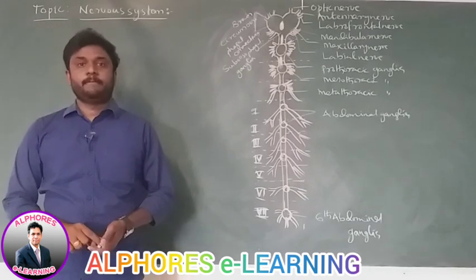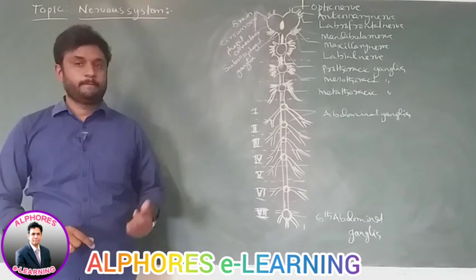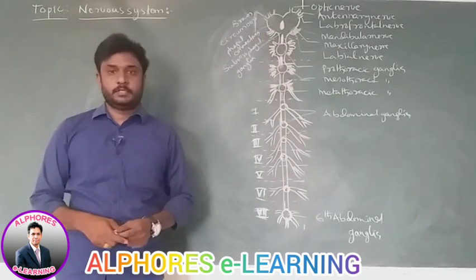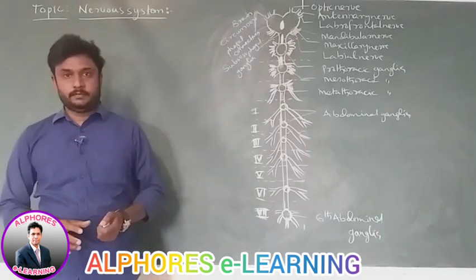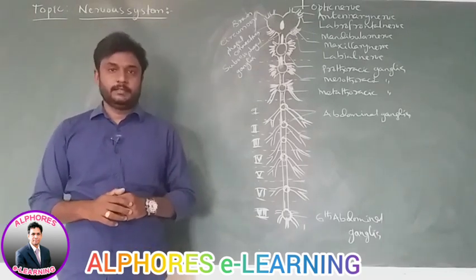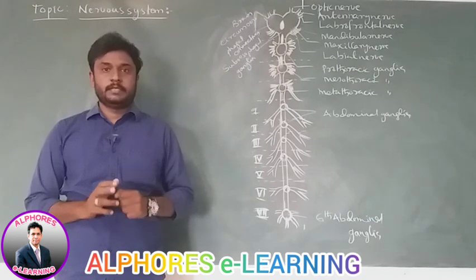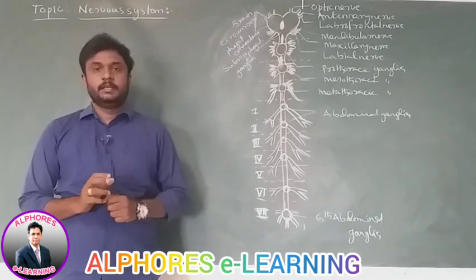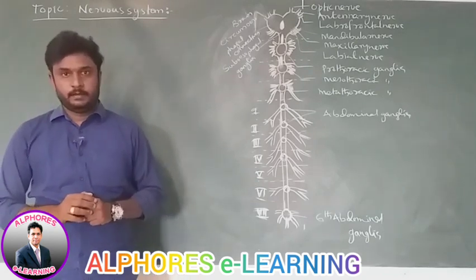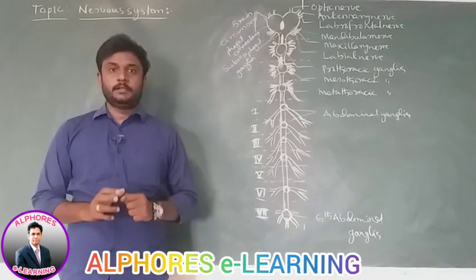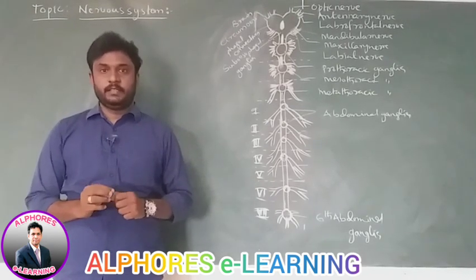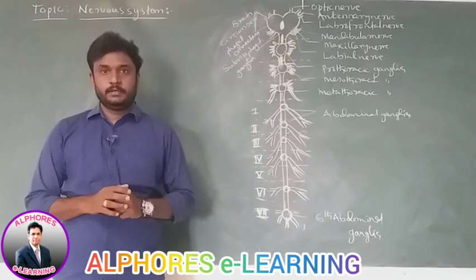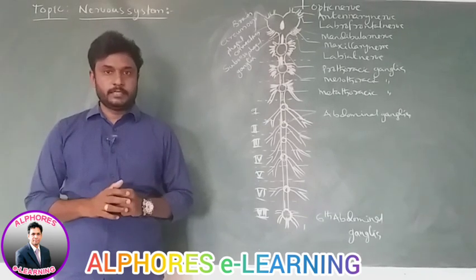So today I am going to explain the nervous system of cockroach. The most important system present in the cockroach body is the nervous system. It brings control and coordination between the different body parts.